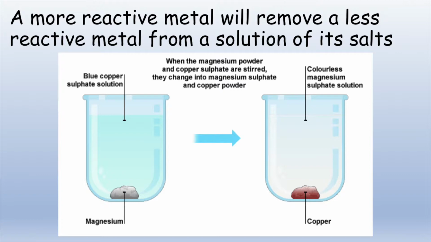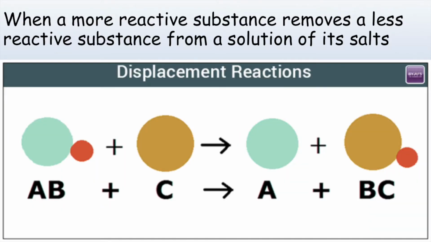It's important that you remember this series of events, as you may be asked to add state symbols to an equation. Look at the diagram. This is a model to show displacement.